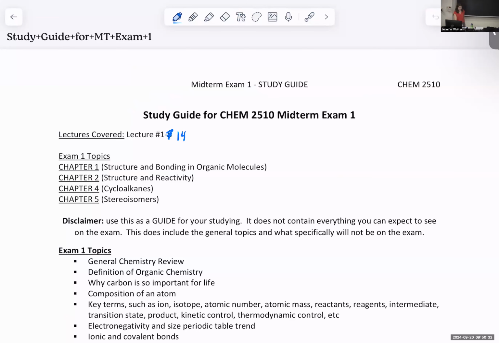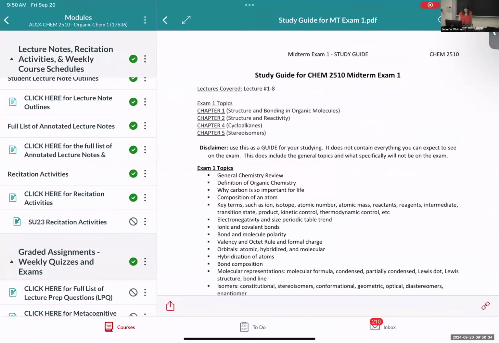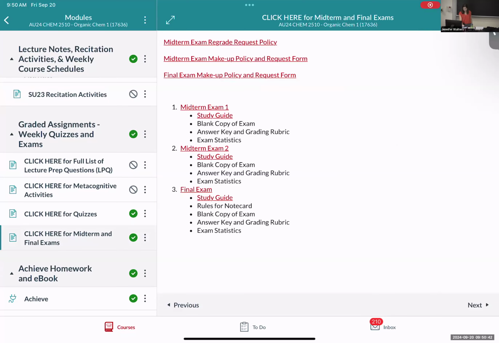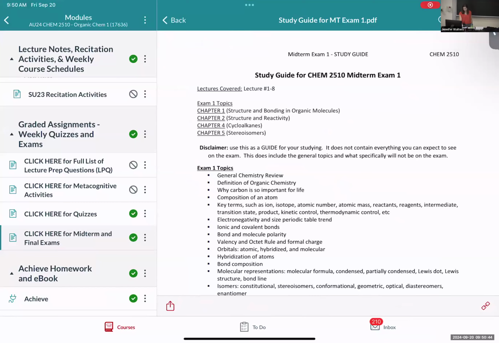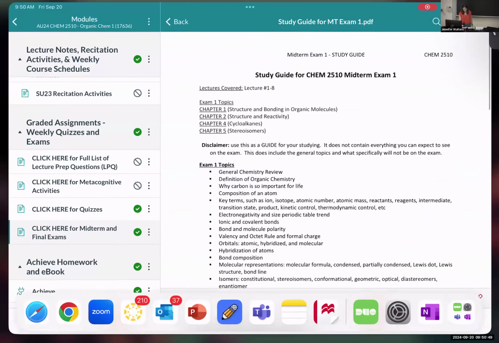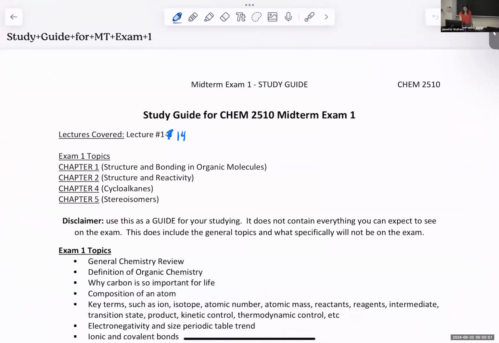If you open up, where did it go? The graded assignments module, and then you click here for midterms and final exams. That's where you find all of your study guides, and it has everything listed out. Note that the number of lectures covered is wrong. So yours are all of our lectures. The other one was for a 2-day-a-week class, not a 3-day-a-week class.